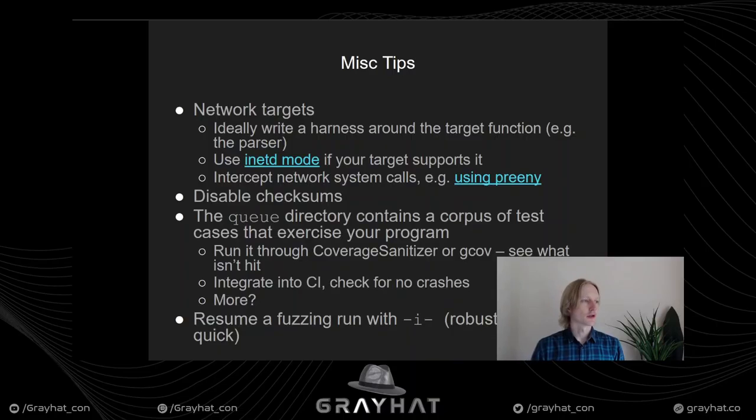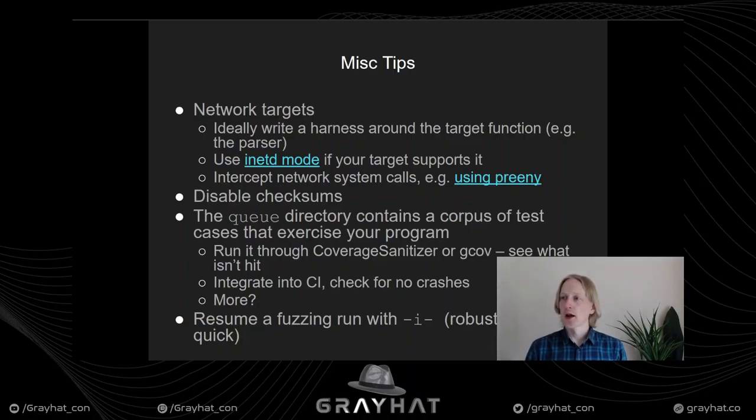So if your target has inetd mode, then that's great. You can just run it in that mode and AFL will work natively on it because it's listening on standard in. And final option here is to dynamically intercept network system calls using a tool like Preeny so that your target thinks it's listening on the network. There's no actual software changes there, but in practice those read functions are reading from a file instead. I think I've already mentioned this one: you have to disable checksums in whatever form they come in, or else your fuzzing won't progress very far.